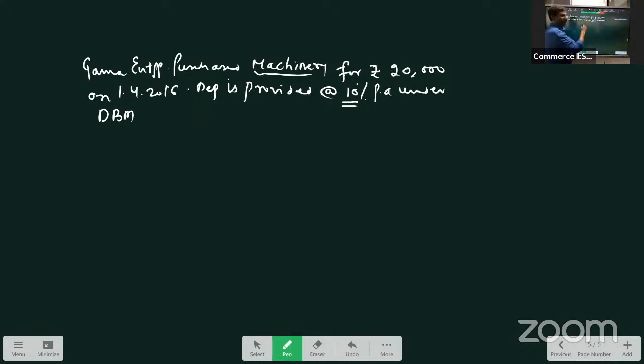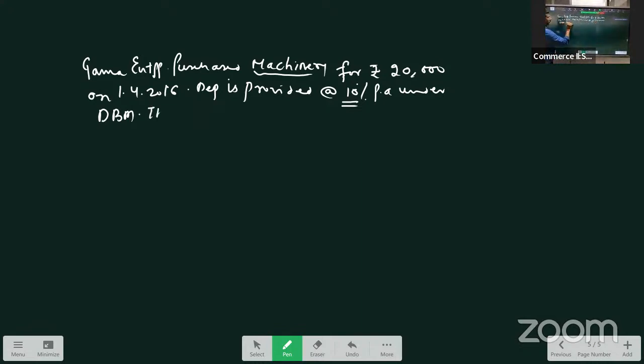And honestly, for one reason, I'm taking 10%. For easy calculations, I'm taking 10%. Or he may also give 15% or 20%, but very seldom. Very rarely he'll give this percentage. Very common is 10% only. So we are doing it under the second method. Depreciation is provided at 10% under diminishing balance method.